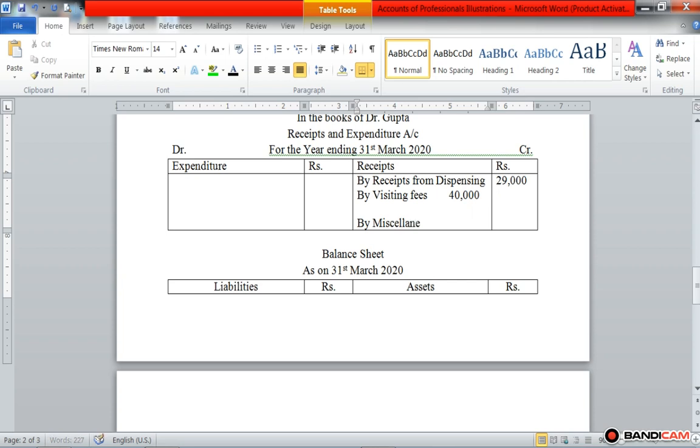By miscellaneous receipts amounted to rupees 1,000. Got it?